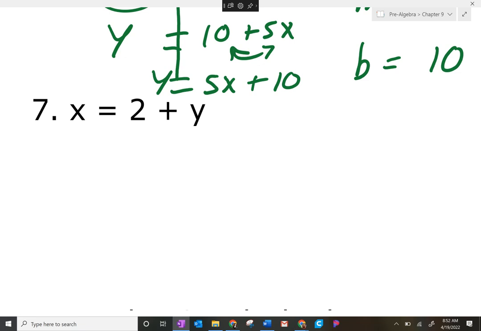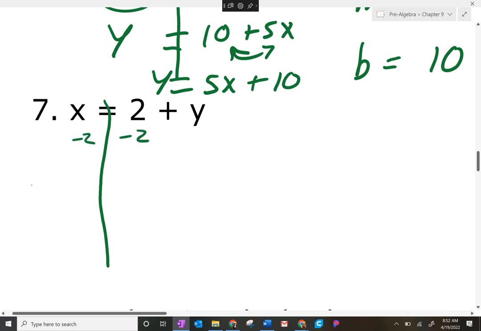All right, guys, sorry, reviewing quizzes went longer than I thought. I'm going to do this one with you. I want the y on a side by itself and to be positive, so I'm going to subtract 2 from both sides. So I'm left with x minus 2 equals y.